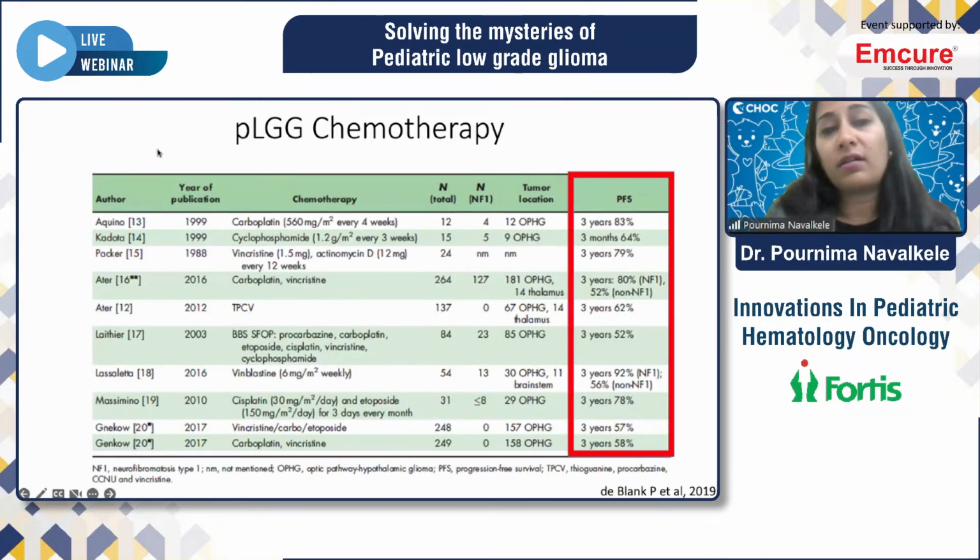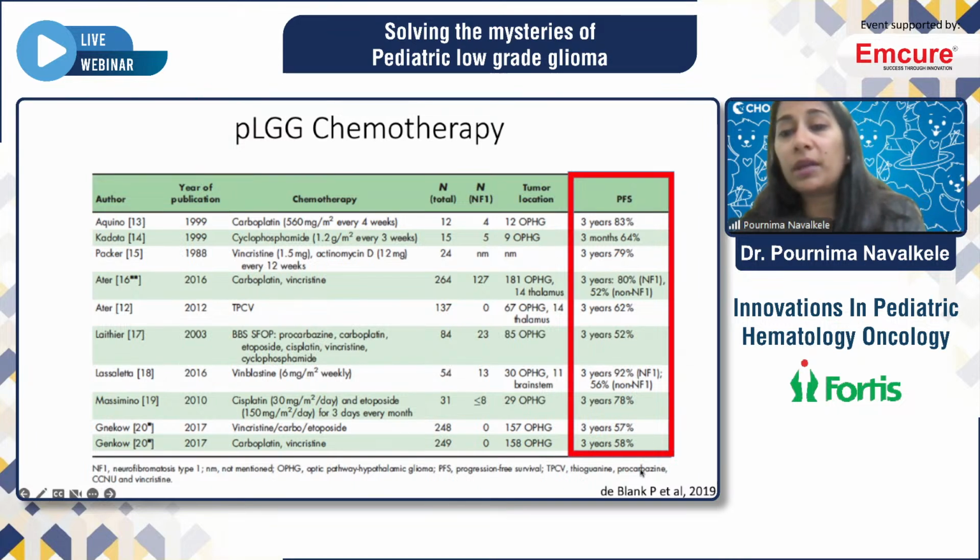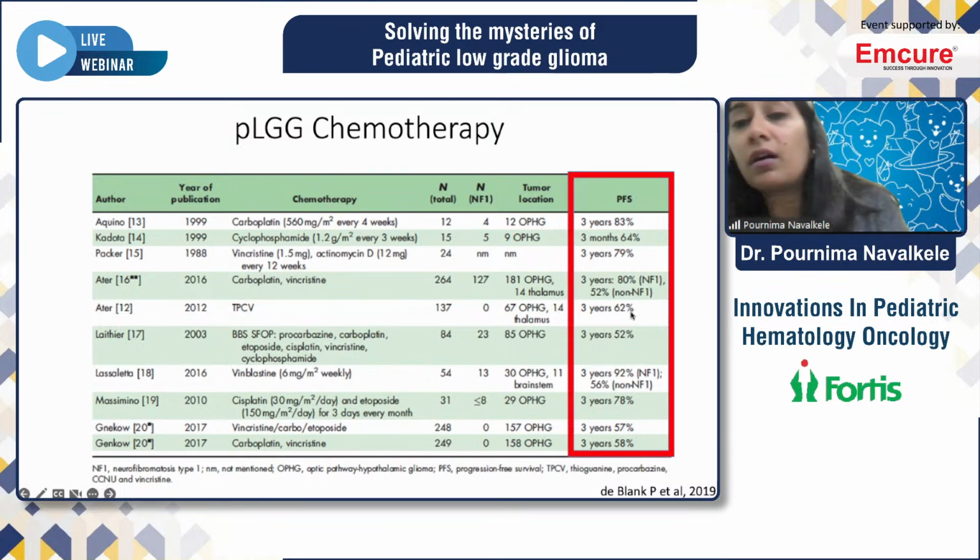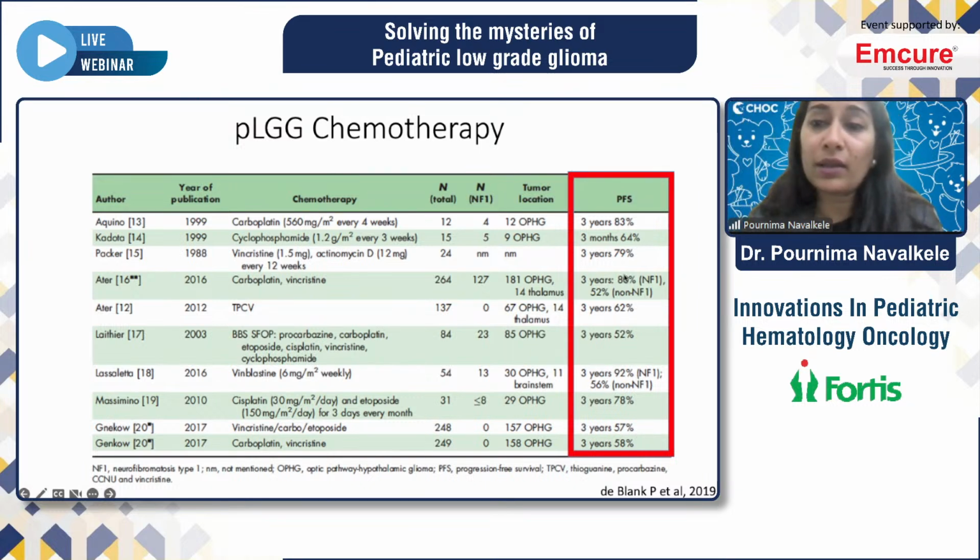So this is a table which describes the most common forms of chemotherapy and for specific tumor locations. And as you can see, let's focus on the progression-free survival for these patients. What chemotherapy does is basically improve the progression-free survival for the patient to anywhere from 50 to 80%. Now, as you can see, patients who have NF1 have much better response to chemotherapy compared to those who don't have NF1. So NF1 tumors are very chemosensitive.